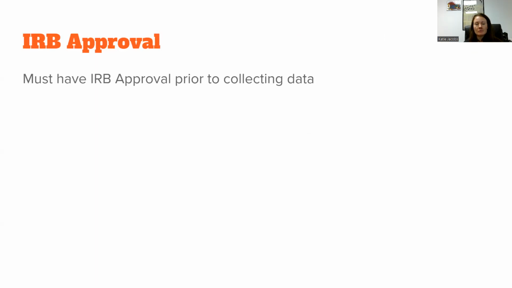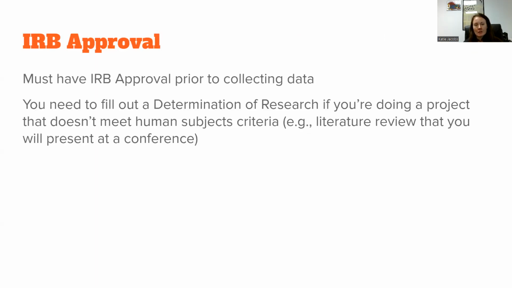So you have to have IRB approval before collecting data. If it's not something that you're going to be collecting data for, but you want to present at a conference and you want to do a lit review, technically you're supposed to fill out a form called the determination of research. So if you want to use a project in here for Great Plains, like a literature review, then you should fill out a determination of research.